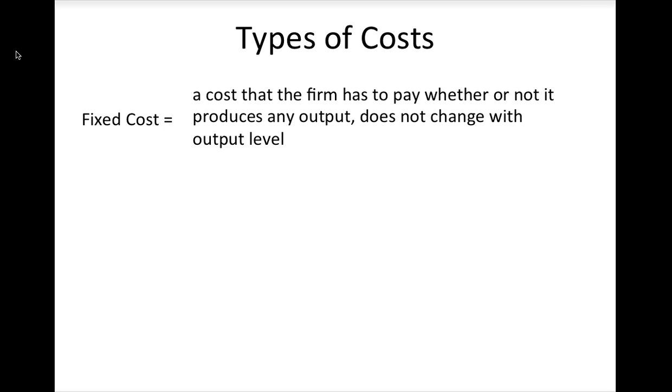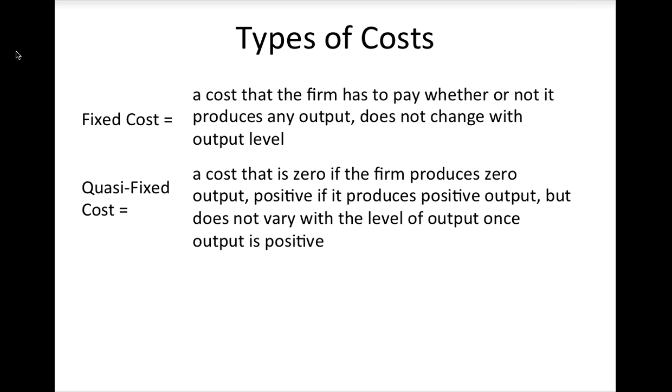Because the costs are fixed, they do not change with a firm's output level. An example of a fixed cost would be the firm's payments on the loan it uses to finance the construction of its factory. A quasi-fixed cost is a cost that is 0 if the firm produces 0 output, positive if the firm produces positive output, but otherwise does not vary with the level of output.